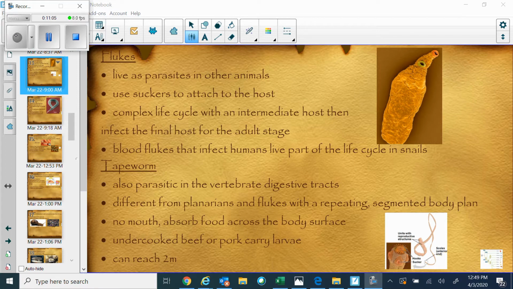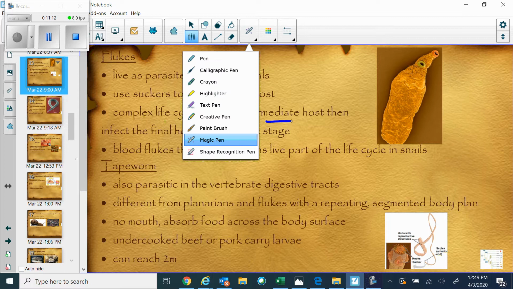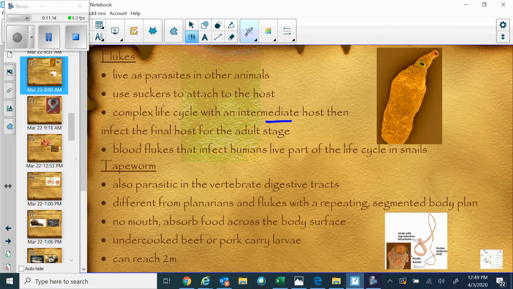They use suckers to attach to the host. They stick on. Complex life cycle, and they end up having an intermediate host, which means they get to infect a carrier. That's also ironic with what we're talking about now. I guess I should say coincidental. These guys get their crap into a host, and the host carries it around.